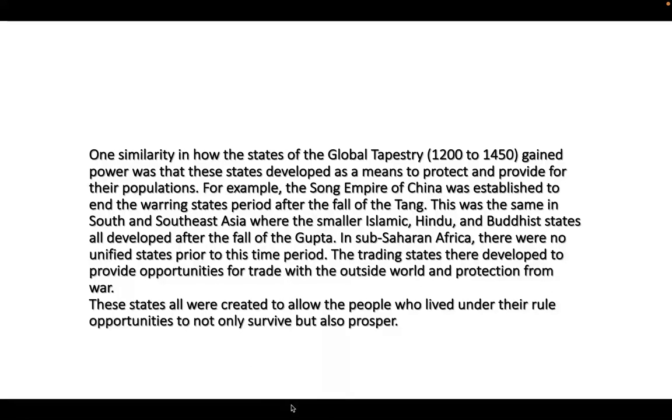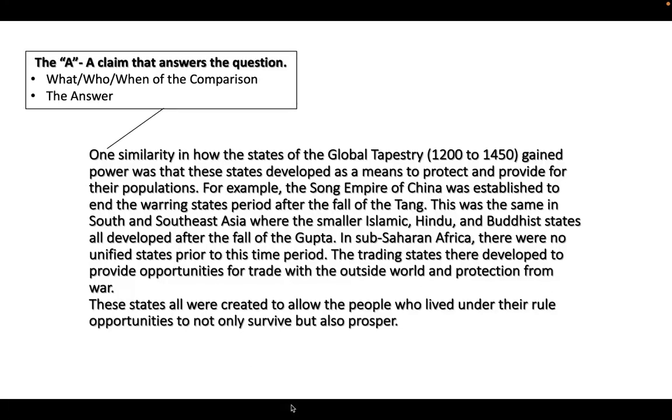So when we break this down, obviously this is an ACE statement. And again, I apologize about the typos and how it's said, but this is actually one that was turned in to me a couple of years ago. We begin with the A. The A is a claim, and this is a direct answer to the question.